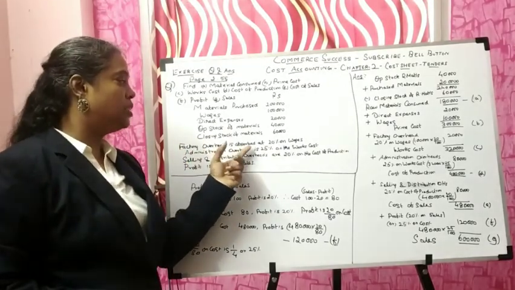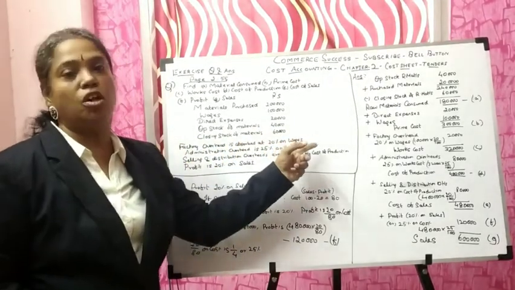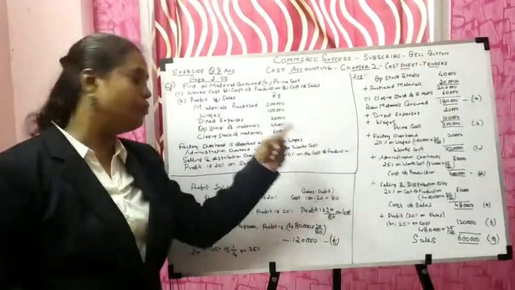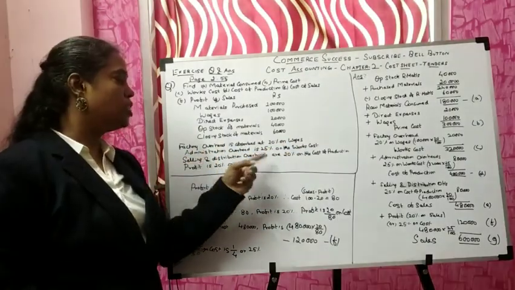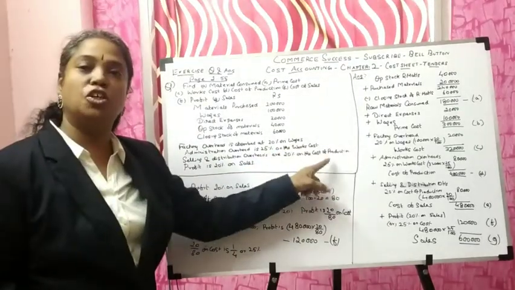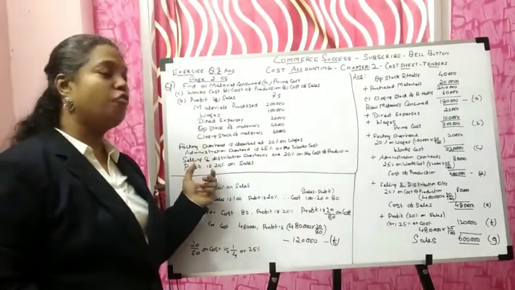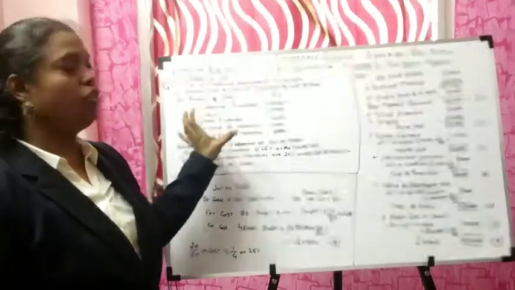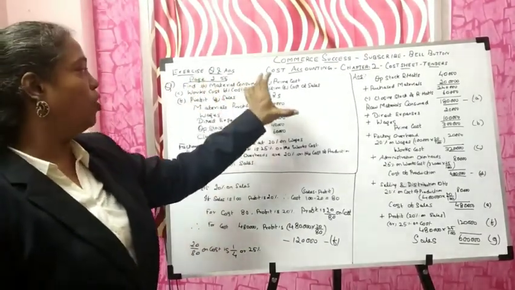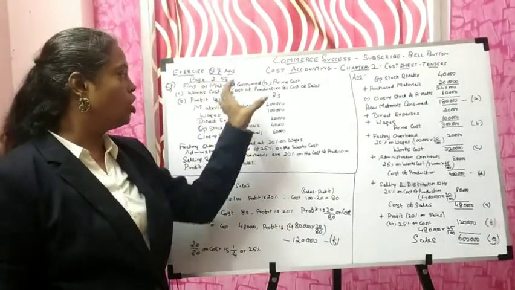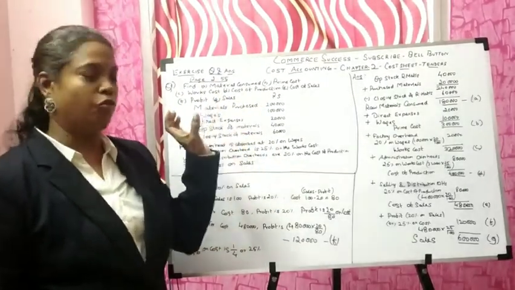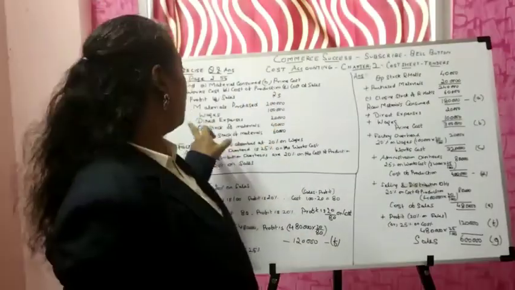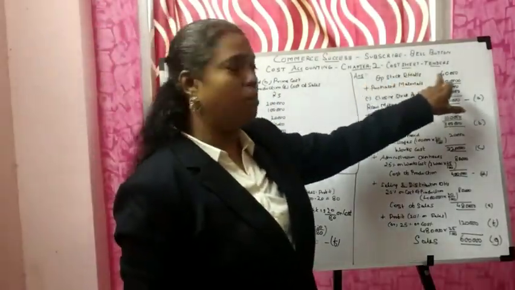Some more information is given. Factory overhead is absorbed at 20% on wages. Administration overhead is 25% on the works cost. Selling and distribution overheads are 20% on the cost of production. Profit is given as 20% on sales. With this information, we are supposed to find out all these details. We have to prepare the cost sheet and find out the profit. So let us start with the answer. We start with the opening stock of raw materials.